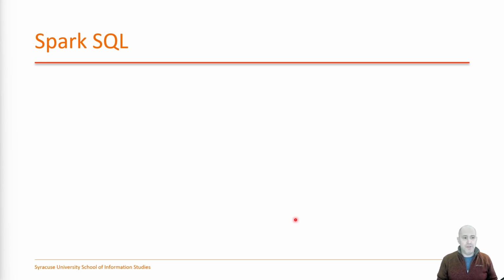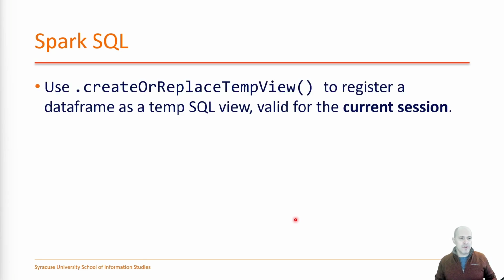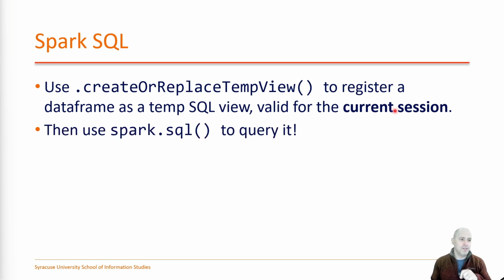So how does this work? You have a data frame, and then you call a function on that data frame called create or replace temp view. What that will do is register the data frame with the current Spark session. Then, in turn, you can use spark.sql to query it. This is different from Hive, because with Hive, those tables persist independent of the Spark session. These tables only live around during the current Spark session. When you shut down the Spark session and start it back up again, you're going to have to create that temp view again.